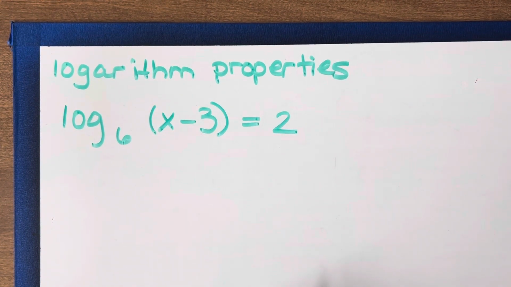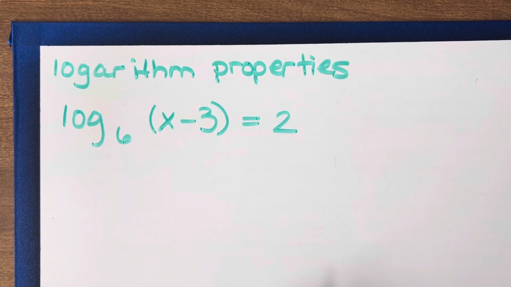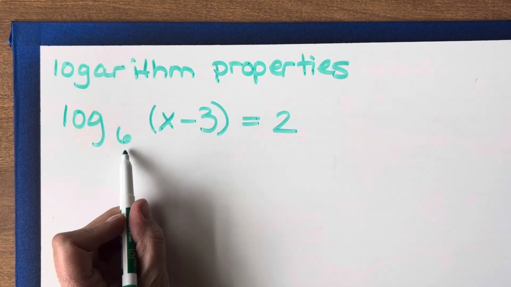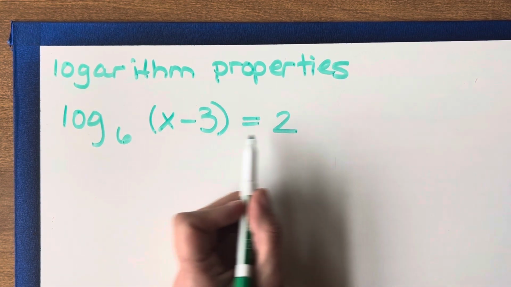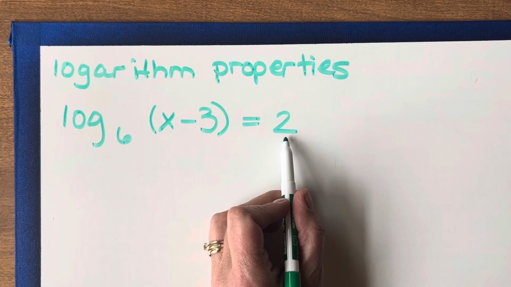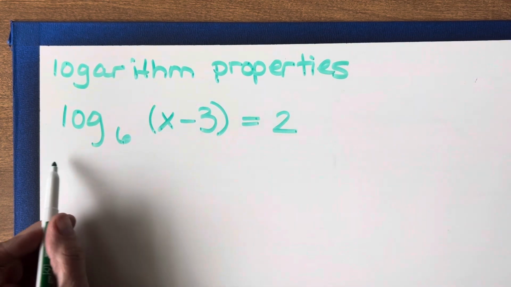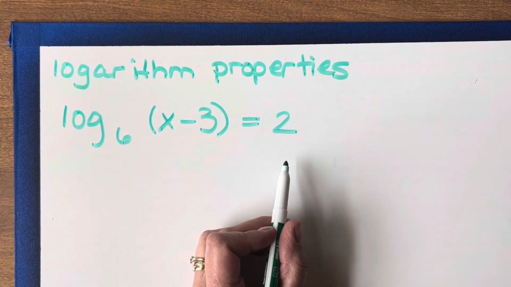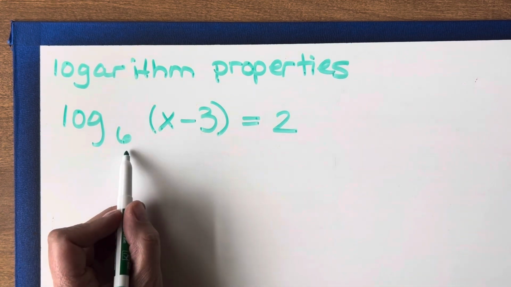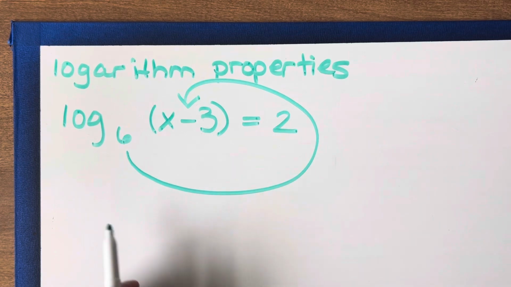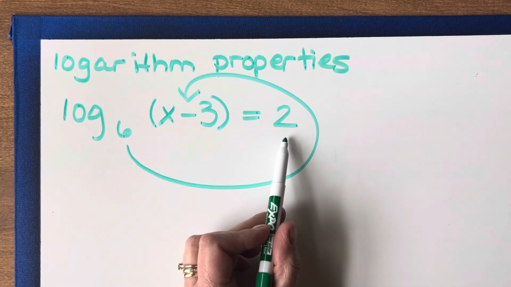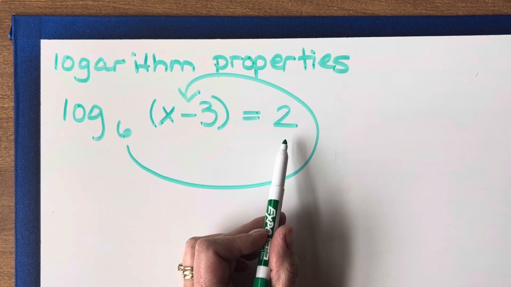Let's do a quick review of what all of these values mean in our problem. The 6 is the base. The x minus 3 is called the argument, and the 2 is the exponent. So when we're solving a question like this, some of you do like the loop property, which goes like this, and it's how you turn a log equation back into an exponential equation so you can solve it more easily.